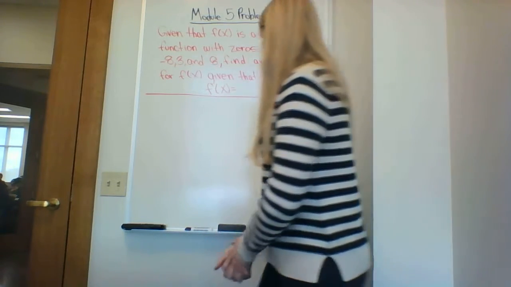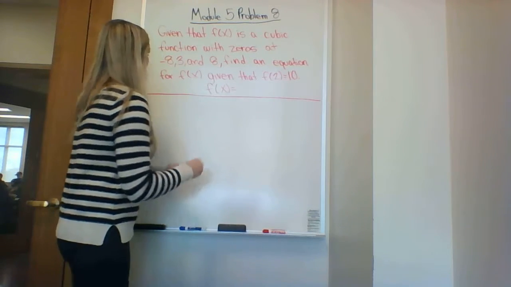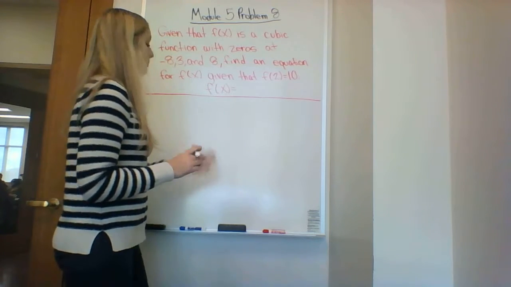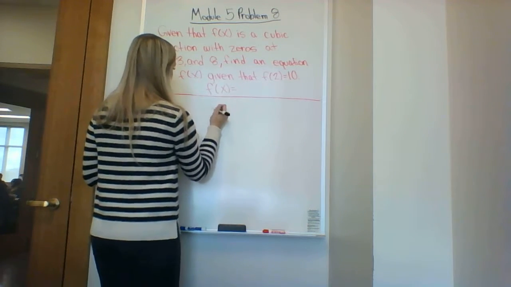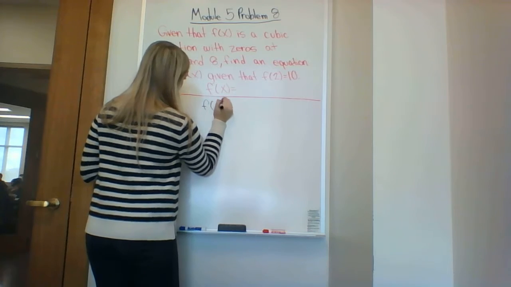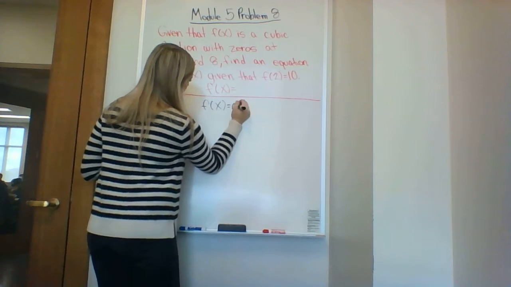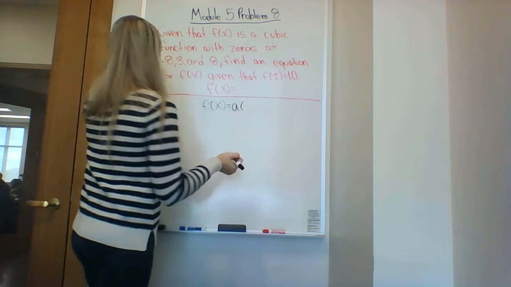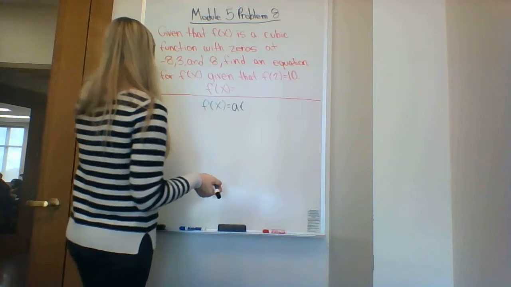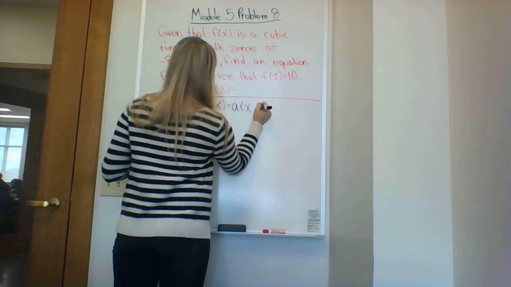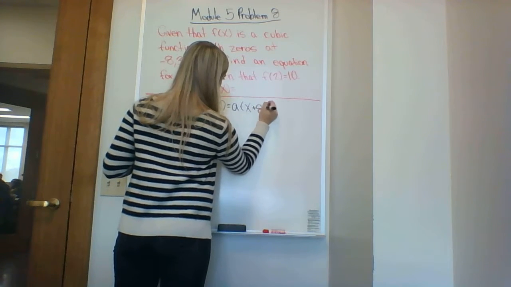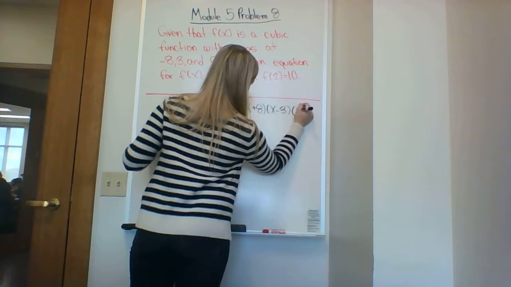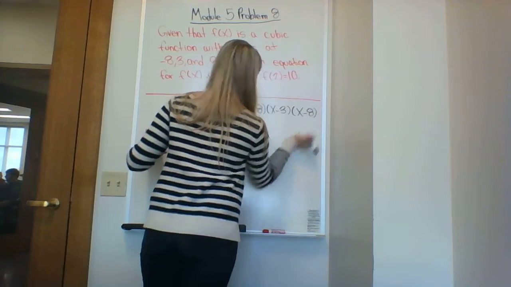So first what we're going to go ahead and do is write out the factored form with the variables that we know at this point. So we're going to have f of x equals a. We do not know our variable a at this point, but we do know our zeros. So we're going to go ahead and put those in the factored form. So we're going to have x plus 8, x minus 3, and x minus 8.